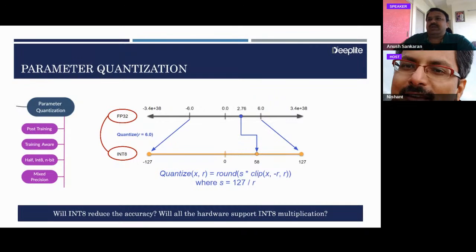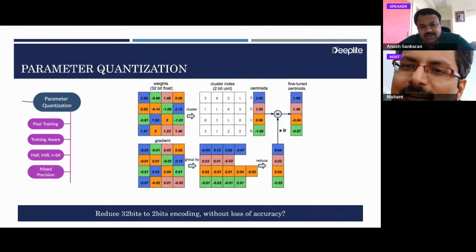Again, people are trying to come up with different hardware and emerging architectures to support lower bit precision multiplications. And one of the very important research works going on as of today is, how do we reduce the model precision from 32 bits to 2 bits.